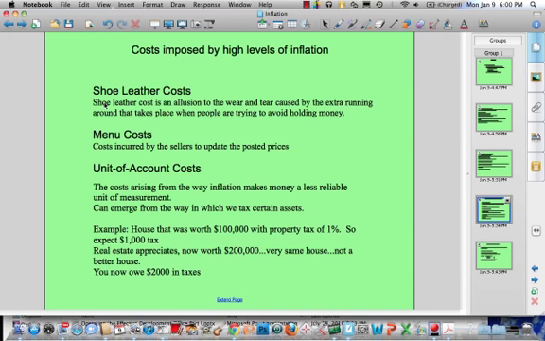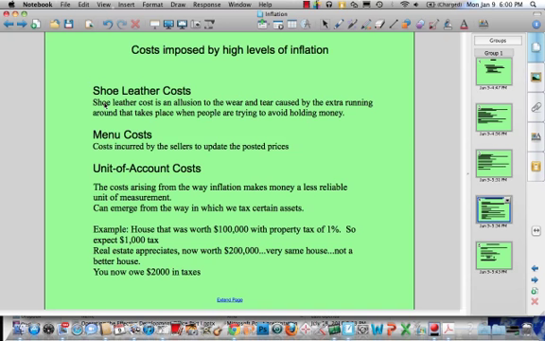Second is menu costs. Menu costs can be thought of simply as the costs incurred by sellers of goods to update the posted prices of goods. Think if we had $10 a week inflation and the folks at Safeway or at King Soopers had to change the price on the shelves once a week.